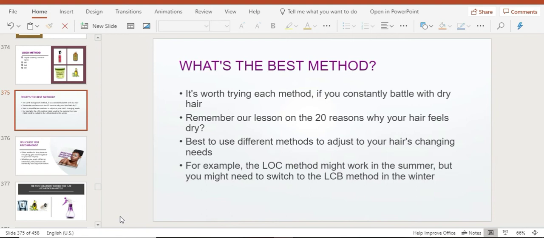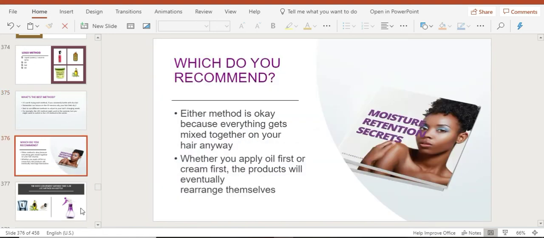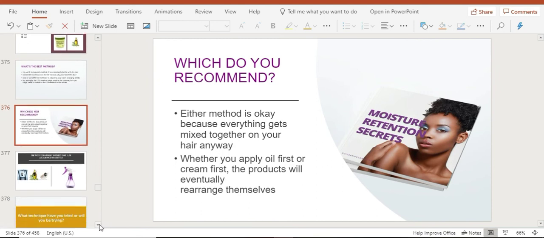Because remember in the module where we talked about 20 reasons why your hair feels dry? Your hair constantly will go through changes, and so it's best to keep up with it. And also, you might need different techniques for different seasons. That's why I shared 5 different types of hair regimen, like the quarterly regimen and the seasonal regimen, because your hair routine in the winter will probably be different from your hair routine in the summertime. So, which one do I recommend? I think I answered that already.